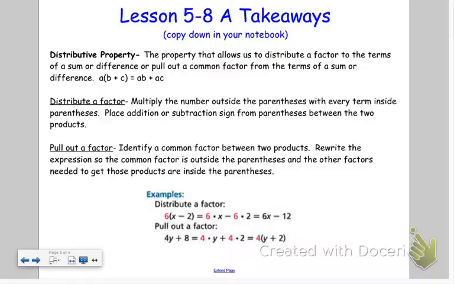So here are the takeaways. Here we have the definition of the distributive property. Remember, it deals with addition, sometimes subtraction too, and multiplication. And there are 2 ways to work with it. One way is to distribute a factor, and the other way is to pull out a factor. And you can see the examples below.